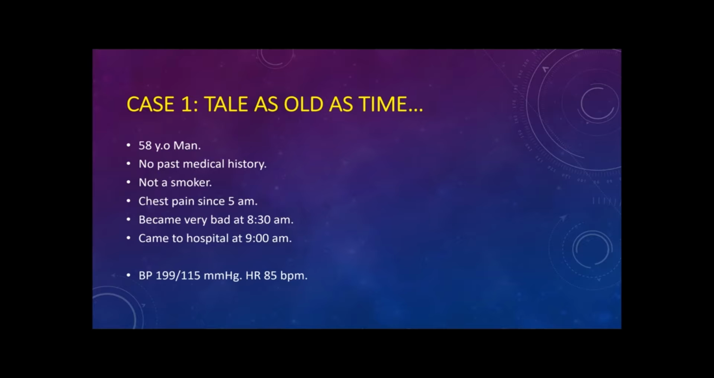He'd been having chest pain from about 5 in the morning. It became very severe at around 8:30 in the morning. He decided to come to our hospital. He arrived around 9 in the morning. When he came to us, we quickly checked him out, and his blood pressure is super high. It's 199 over 150. So that's a very high blood pressure. The heart rate is normal.